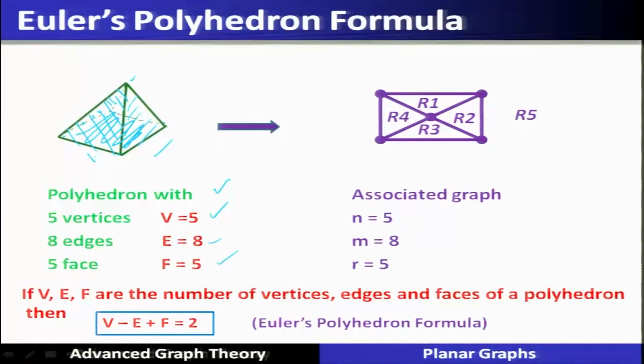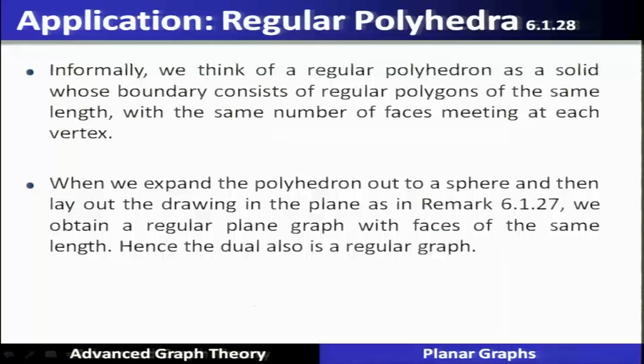Now if V, E, F are the number of vertices, edges and faces of a polyhedron, then again the same Euler formula is applicable, called Euler's polyhedron formula. Now let us see the applications for regular polyhedra. Informally, we think of a regular polyhedron as a solid whose boundary consists of regular polygons of the same length, with the same number of faces meeting at each vertex.